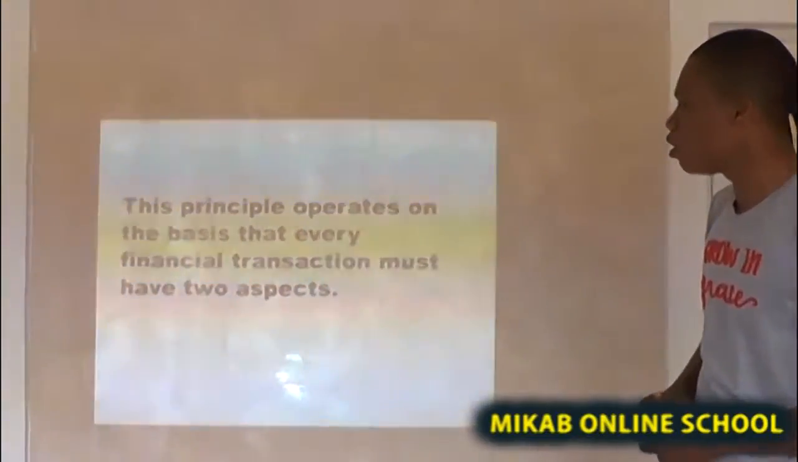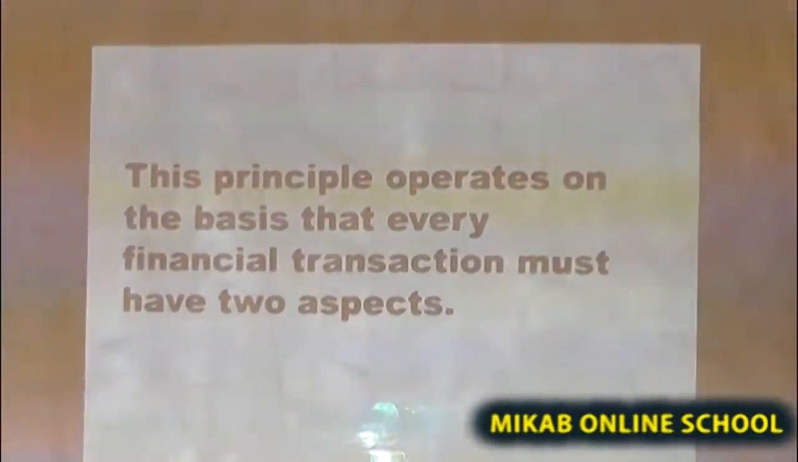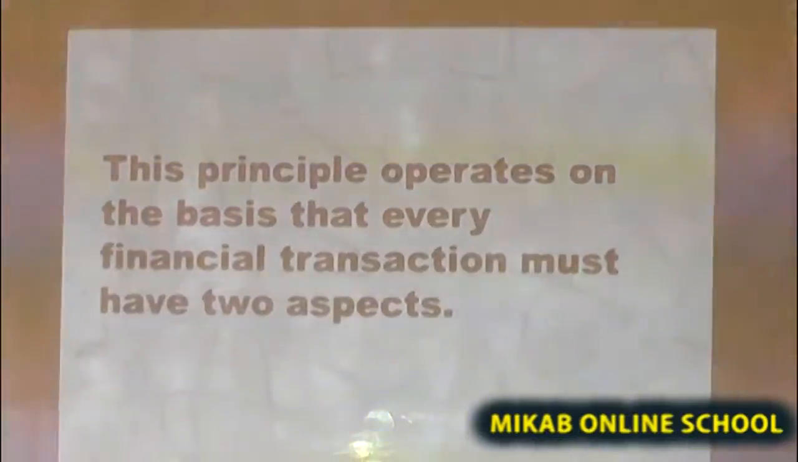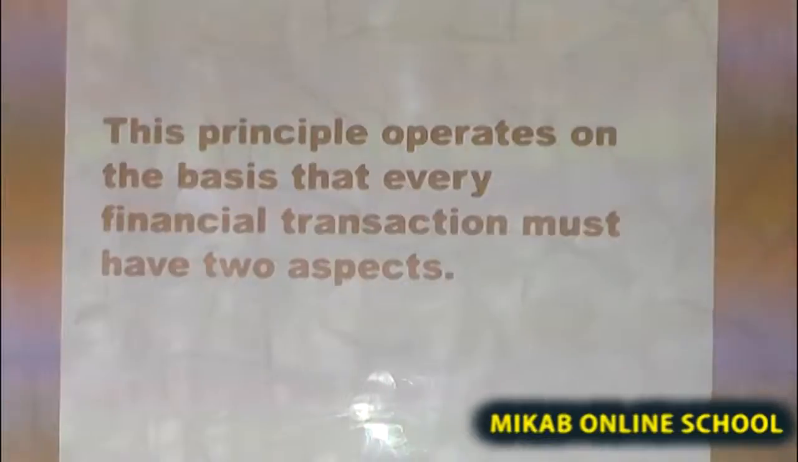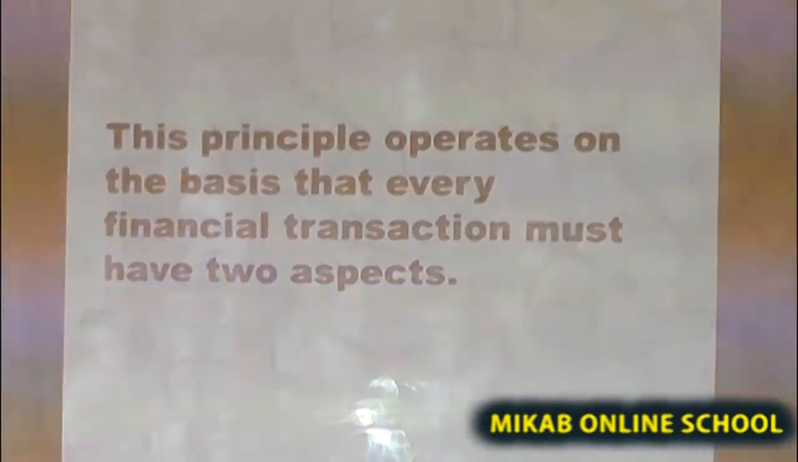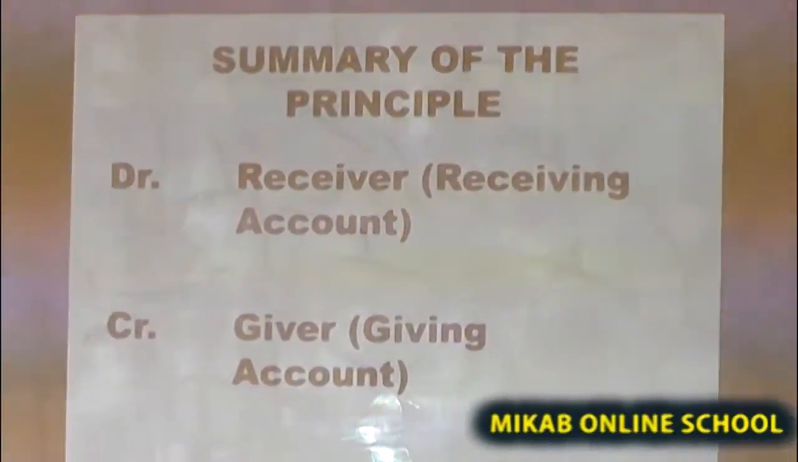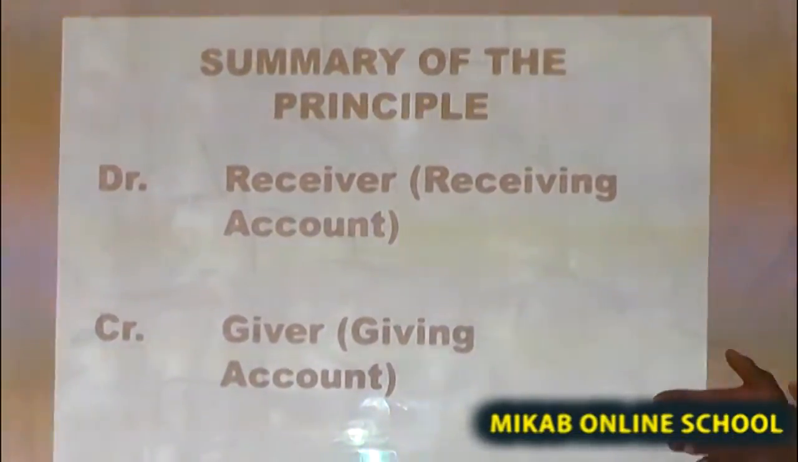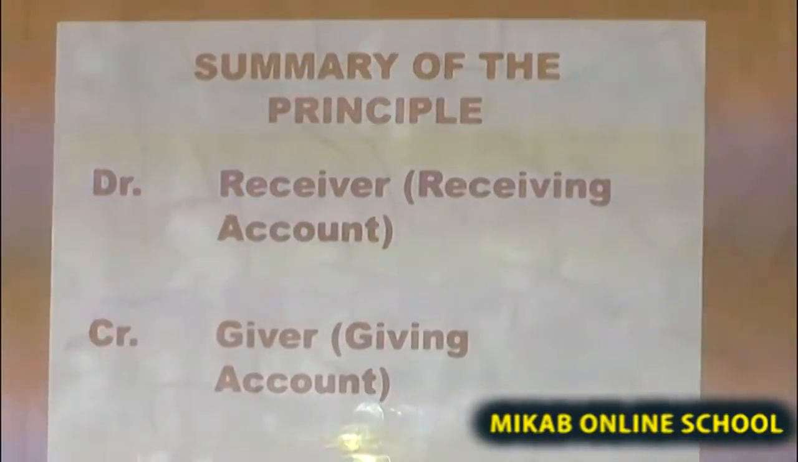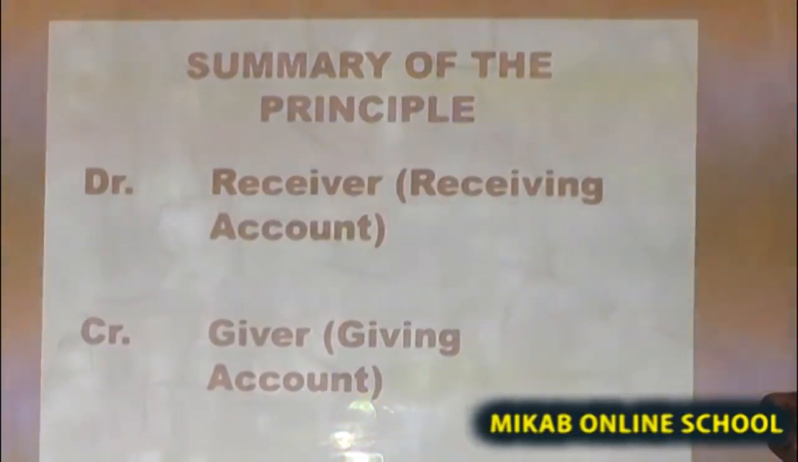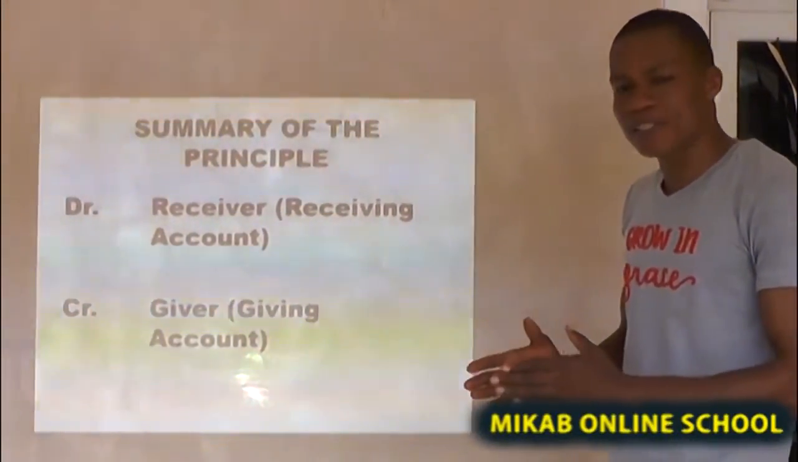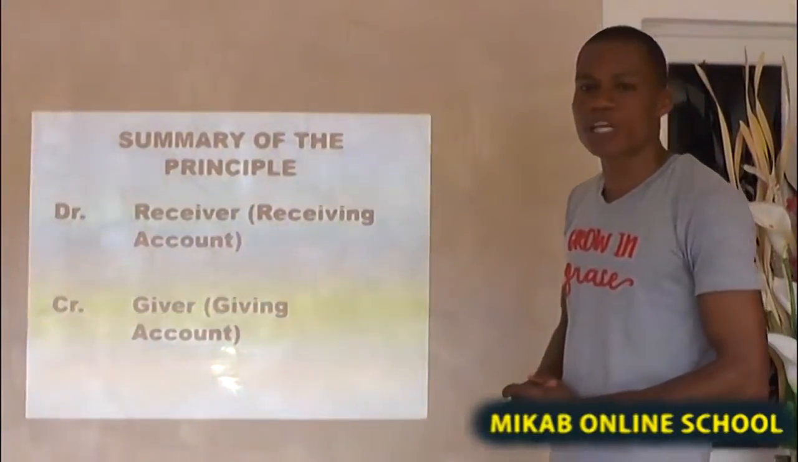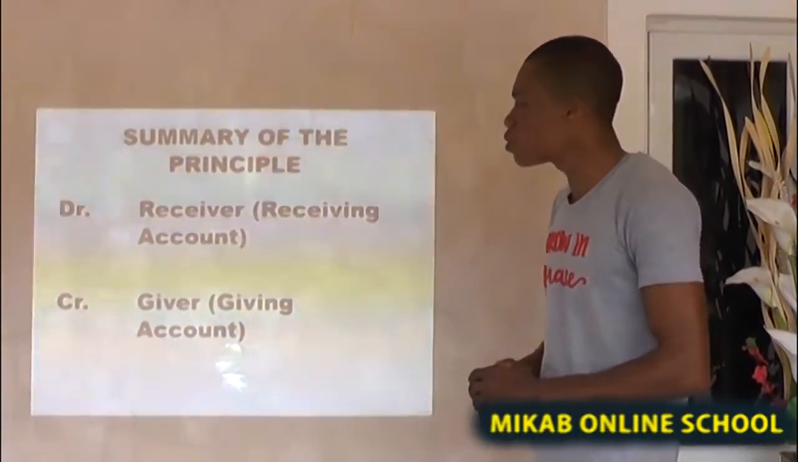This principle operates on the basis that every financial transaction must have two aspects: the receiving side, and the giving side. In all transactions, you have someone that will be receiving and someone that will be giving. Equality should be done to these two parties. That is what the double entry principle is all about.